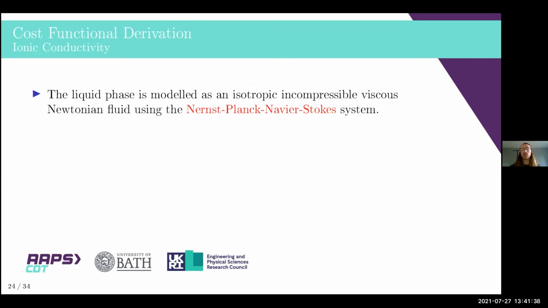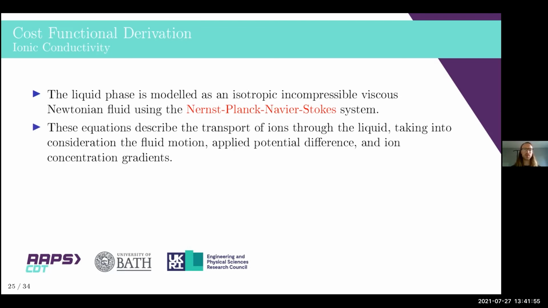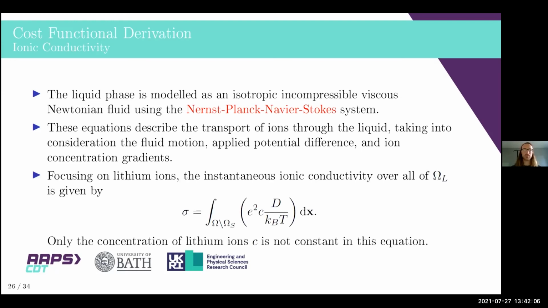Moving over to the ionic conductivity. So we're going to model the liquid phase, again as an isotropic material, but also as an incompressible viscous Newtonian fluid. And we're going to use the Nernst-Planck-Navier-Stokes system, which is a coupling of ionic diffusion and fluid motion. These equations describe how the ions travel through the liquid, taking into consideration the motion of the fluid, the applied potential difference, and ionic concentration gradients.